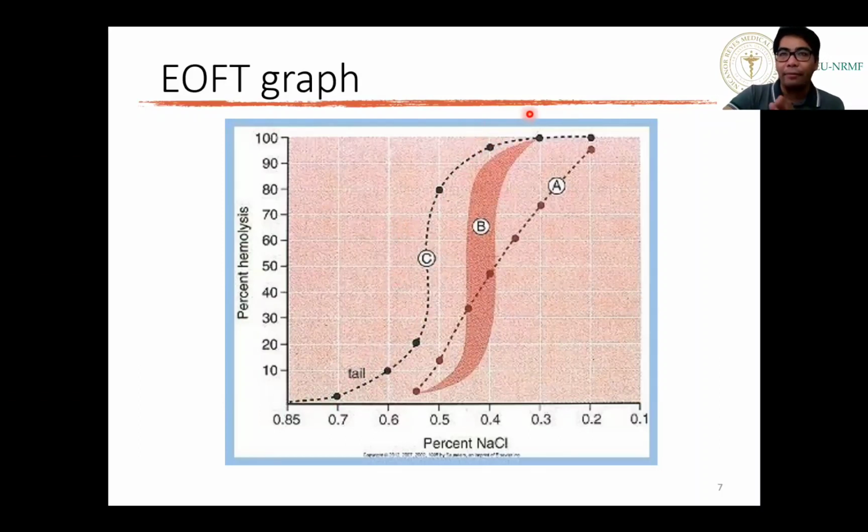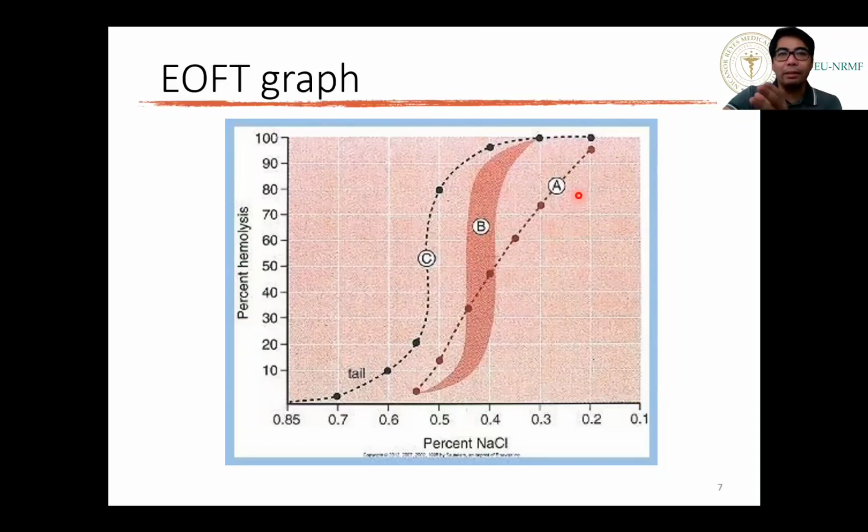Now, ito namang graph for A is representing RBCs that have decreased fragility but increased resistance to hemolysis. So, sino-sino itong pwede na mga poikilocyte na pwedeng mag-show ng graph A? So, if there is a presence of non-lysing RBCs such as target cells, hypochromic RBCs, or sickle cells.